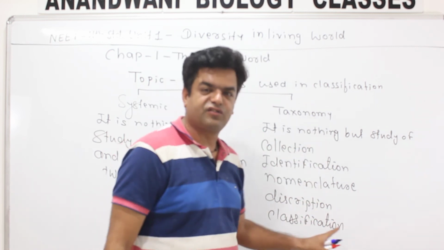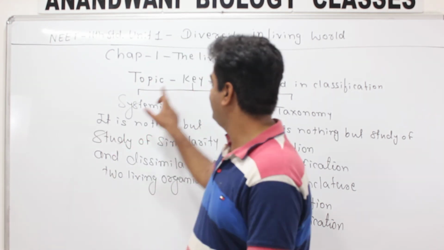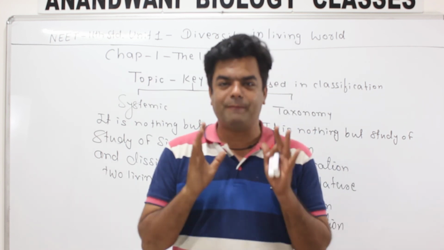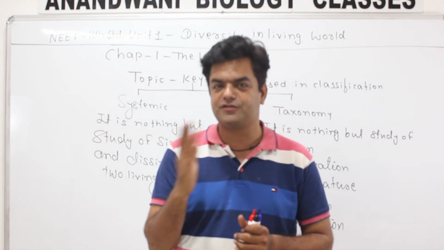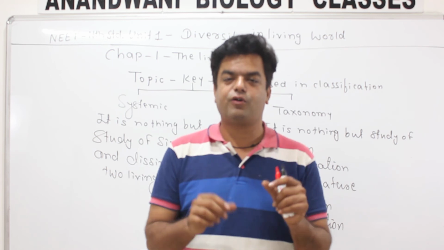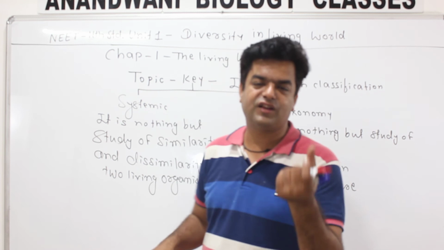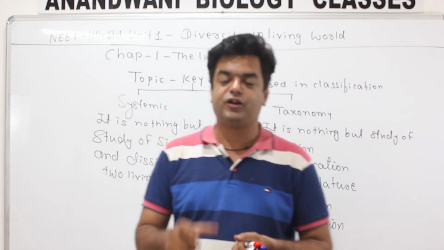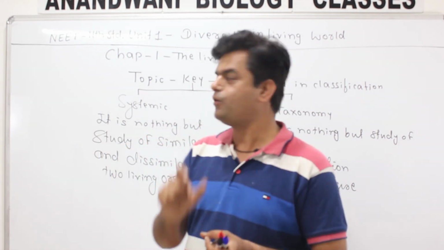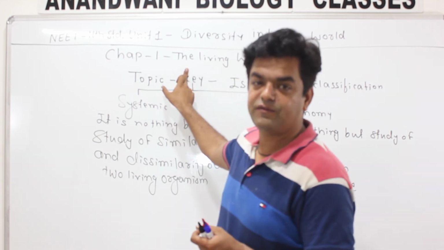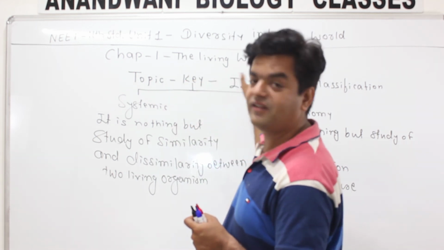This is taxonomy. So the word key is related to the method of classification of all biological living organisms based on two different words. One is systematics, second one is taxonomy. So guys, this was a lecture about the topic called key, the last point of the NCERT chapter number 1, The Living World.